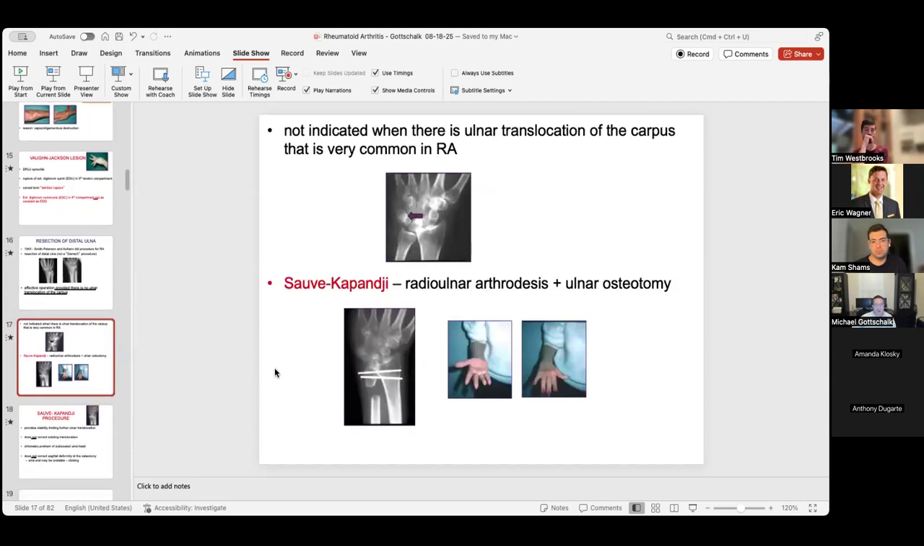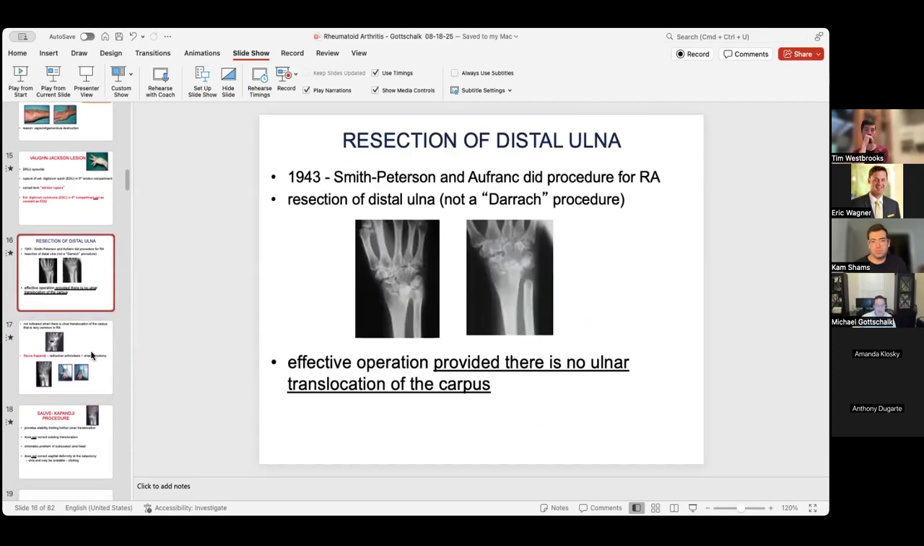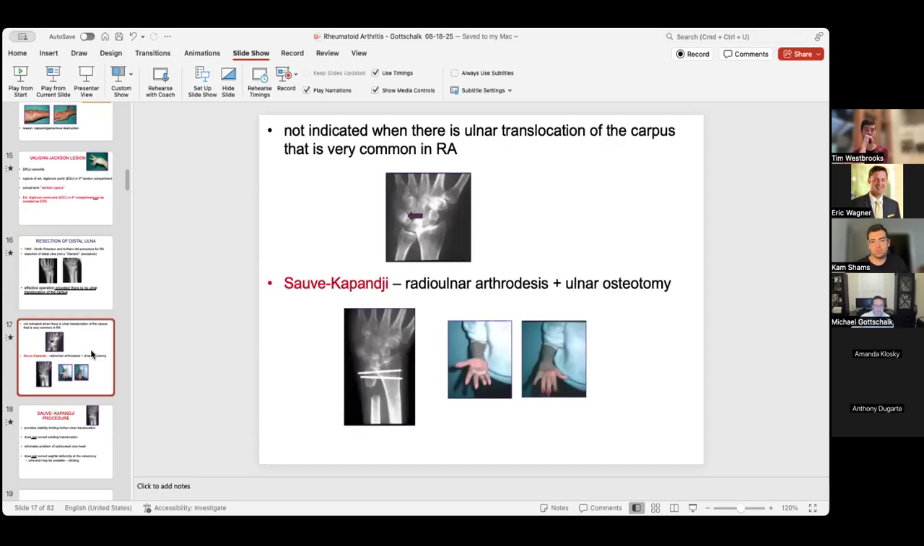That's often why we'll consider doing something like an SK procedure in these types of patients if they're already starting to ulnarly translocate. As I said, it's not indicated in patients when there's an ulnar translocation of the carpus, which is very common in RA. Instead, you'll consider doing something like this. Nowadays, we don't use pins. You'll see headed or headless screws. But this allows essentially a stable articulation for the radiocarpal joint.